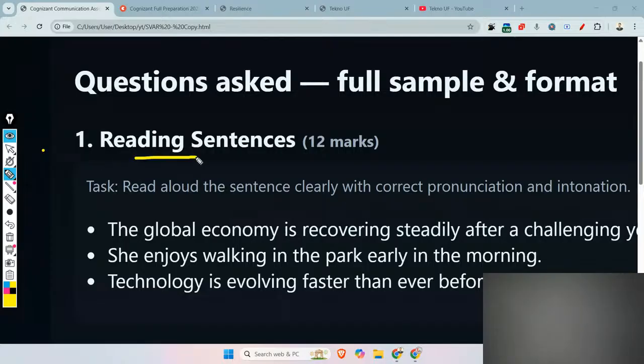So reading sentence will be the first section. Here you'll have a total of 8 questions, with 8 sentences you have to repeat. What's the task? You have to read aloud, clearly, the sentence provided on your screen. Let's say this is the sentence provided: "She enjoys walking in the park early in the morning." This way you will be shown 8 sentences you have to read aloud. Nothing else, and just be bold to read it.